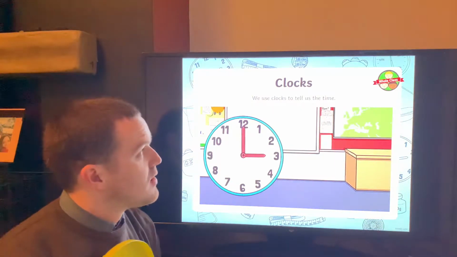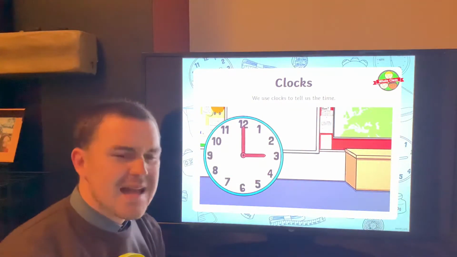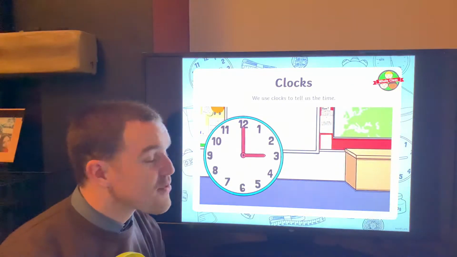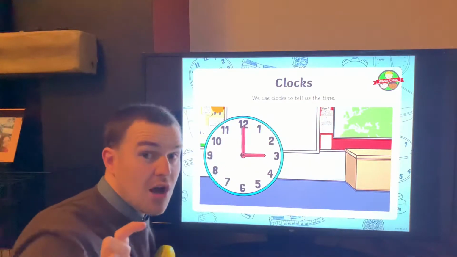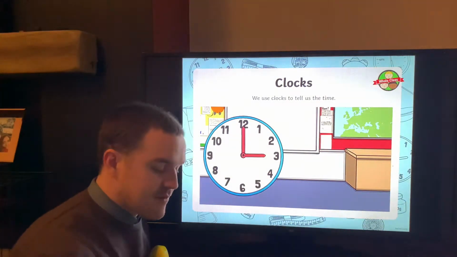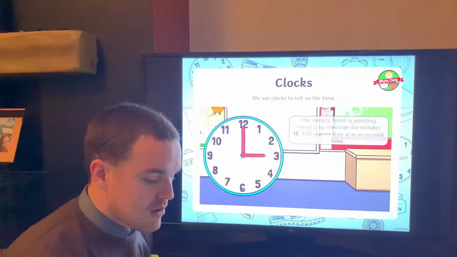Okay, so we use clocks to tell us the time. What time is on this clock? Well, this one has 3 o'clock because the minute hand is up at 12, so we know it's o'clock. And the short hour hand is at 3, so it's 3 o'clock. Okay.